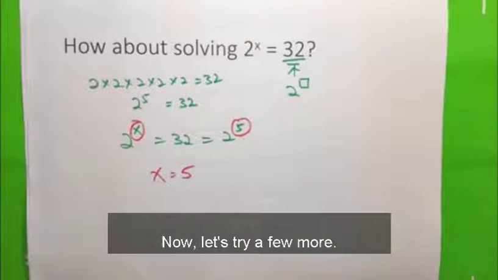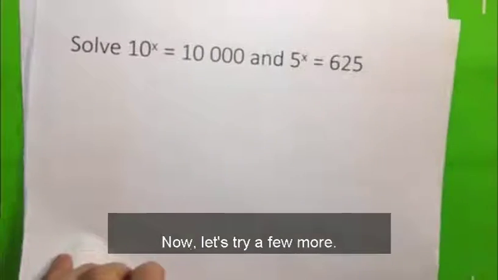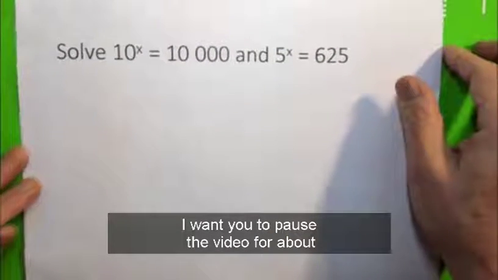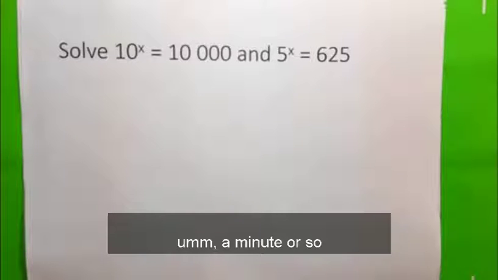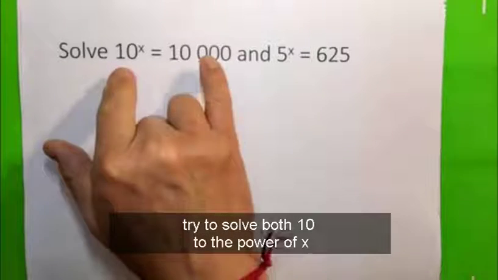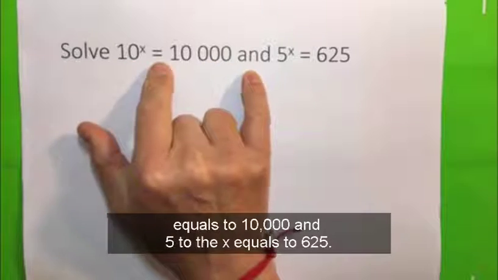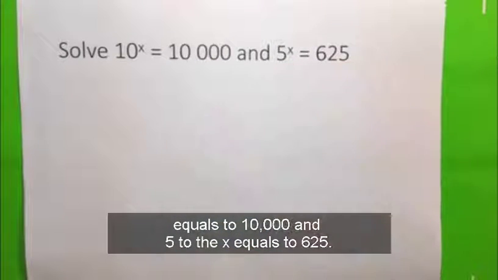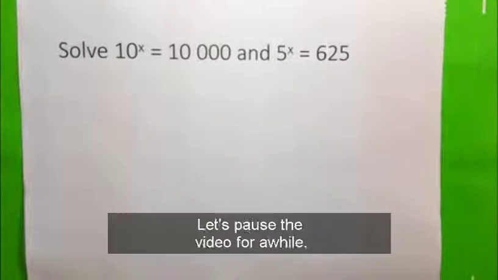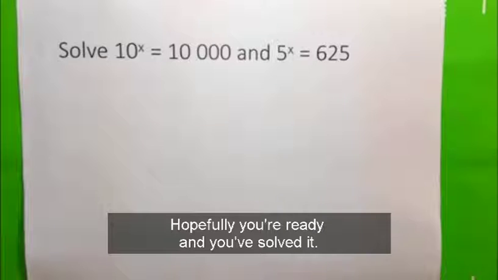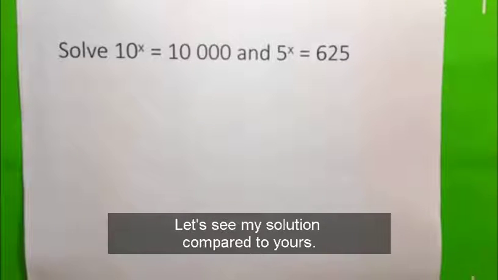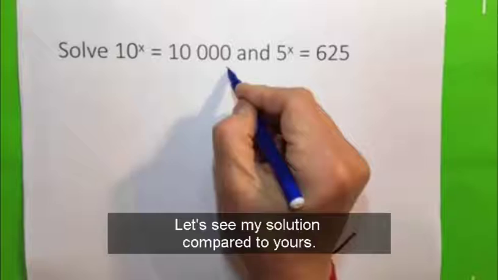Now, let's try a few more. I want you to pause the video for about a minute or so. Try to solve both 10 to the power of x equals 10,000 and 5 to the x equals 625. Let's pause the video for a while, approximately a minute. Hopefully you're ready and you've solved it. Let's see my solution compared to yours.